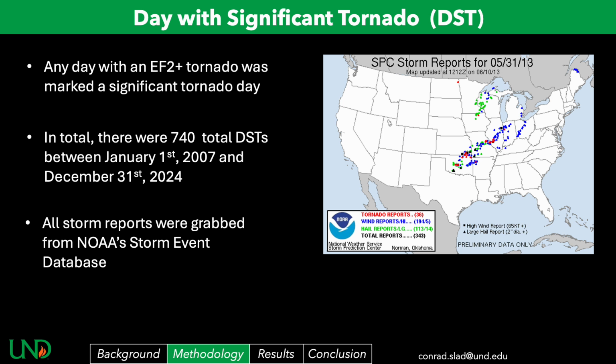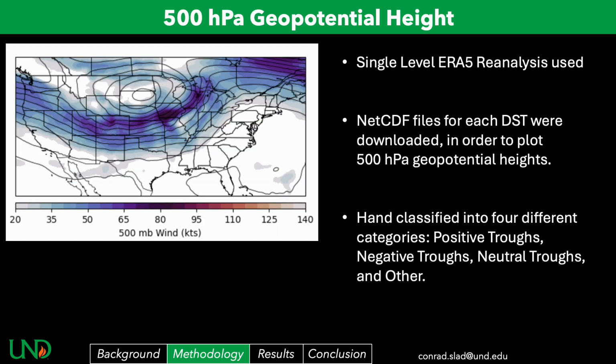Now that we know the exact days that those events occurred, we could delve into the more atmospheric science side of things and start looking at 500 hectopascal geopotential height. I know that sounds like a big word, but this is how we're going to determine what type of trough we have, because we use these plots to determine the trough axis orientation. So what I did was I looked at the single level ERA5 reanalysis, and that's basically a model reanalysis produced by the European Union's Weather and Climate Agency.